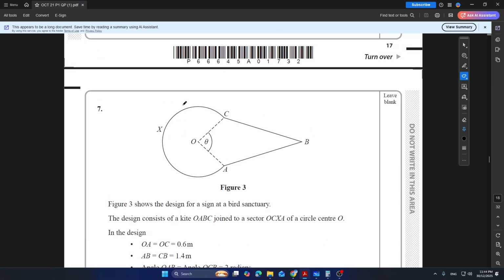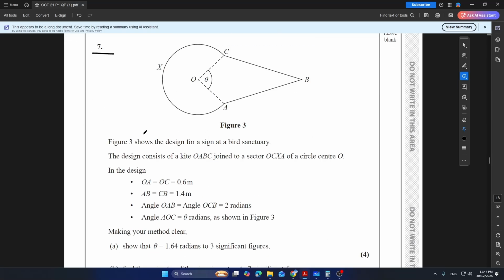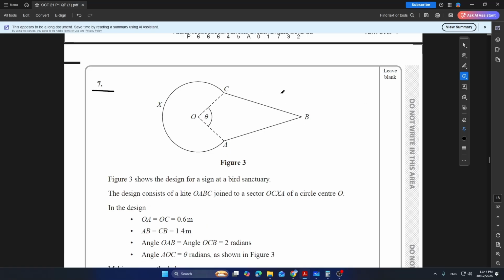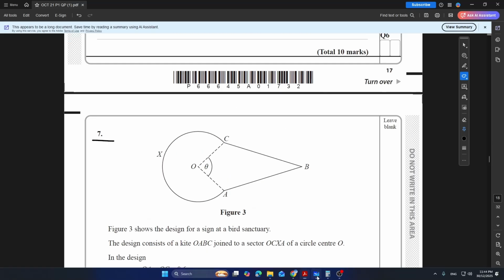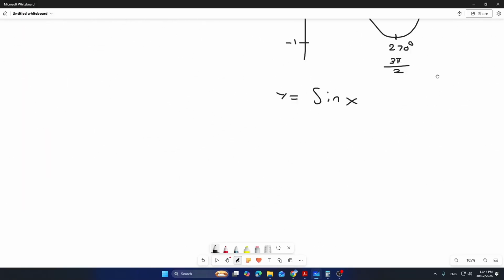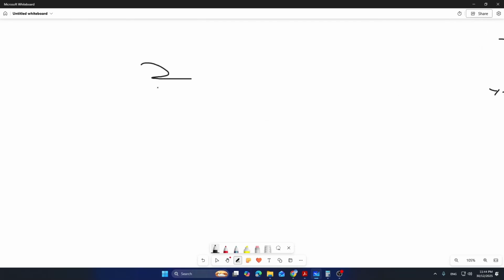Okay, so this is question 7. Question 7 is trigonometry. Now in trigonometry, before I start, we need to explain some concepts. In trigonometry, there are two things: there is a right angle triangle and there is a non-right angle triangle.